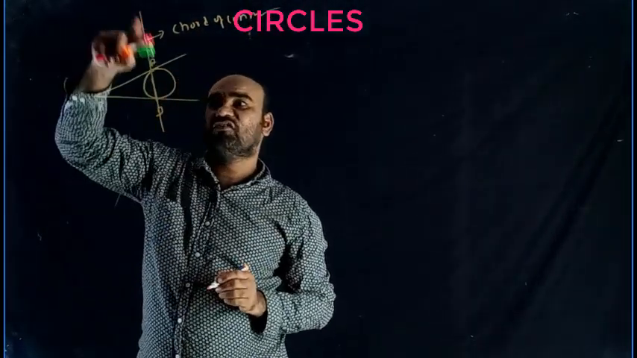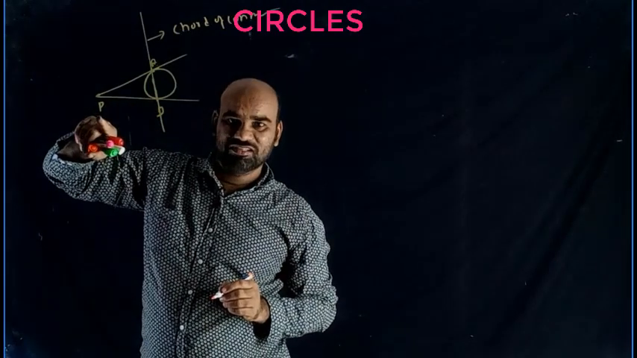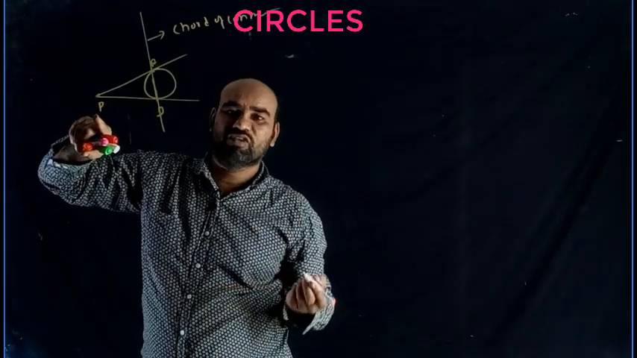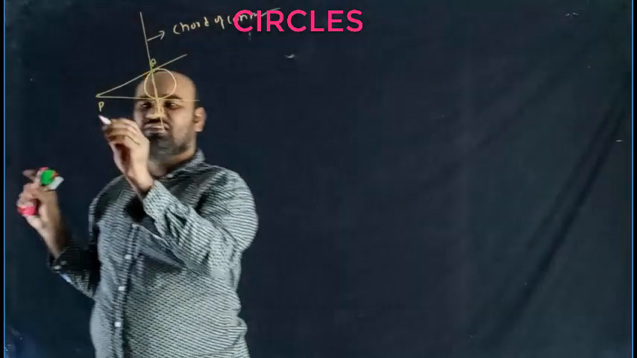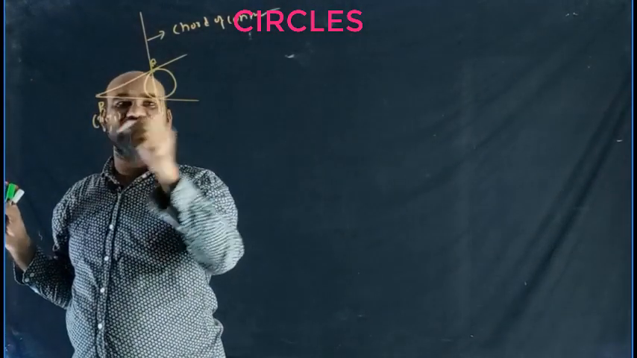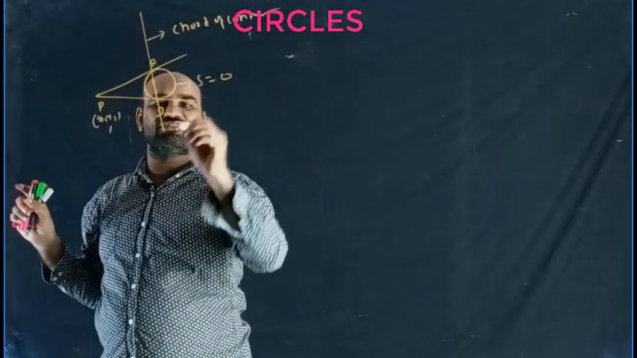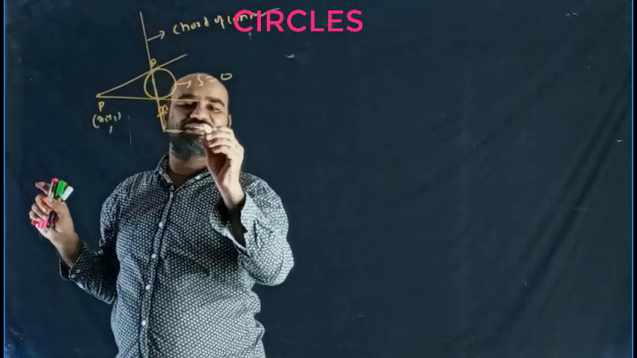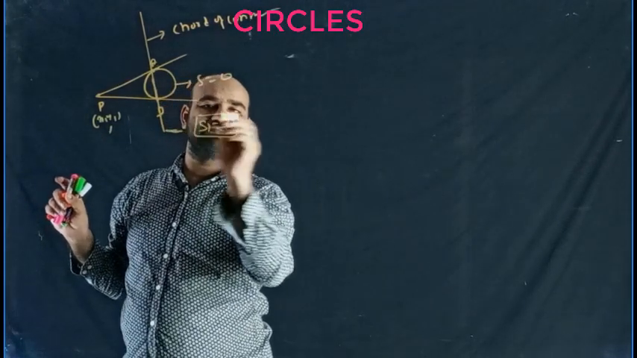So what is the equation of the chord of contact? It depends upon P only. What are the coordinates of P? x1, y1. Then this is S1 equal to 0. If this is x1, y1 and the equation of the circle is S equal to 0, then the equation of the chord of contact is nothing but S1 equal to 0.